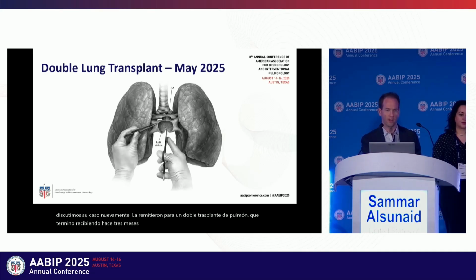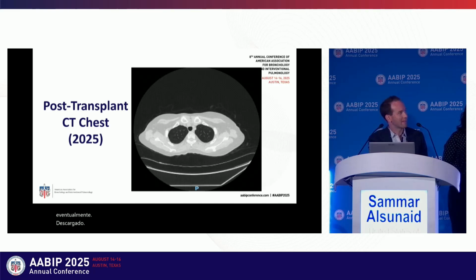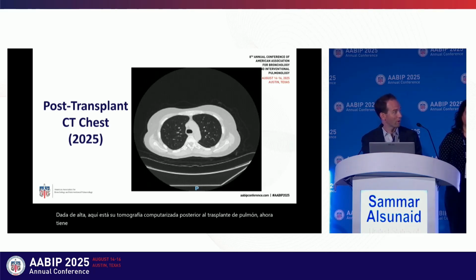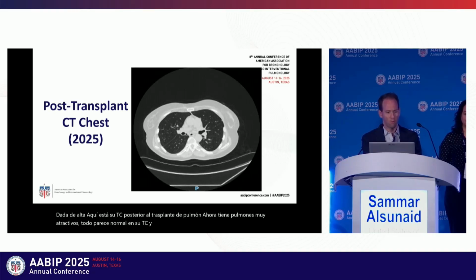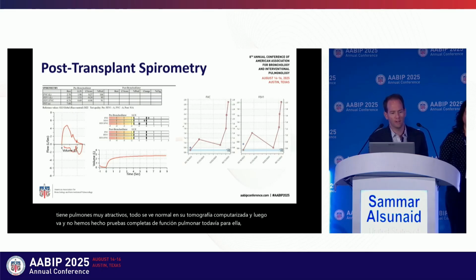She gets a double lung transplant, with a relatively normal hospital course. She had a post-op infection in the ICU and then was eventually discharged. Here's her post-lung transplant CT. Now she has very good-looking lungs. Everything looks normal on her CT. We haven't done full pulmonary function testing yet, but we've done post-transplant spirometry in the clinic. Now you can see, especially with her FVC and FEV1 trend on the right, she's back in the normal range and she's feeling well.